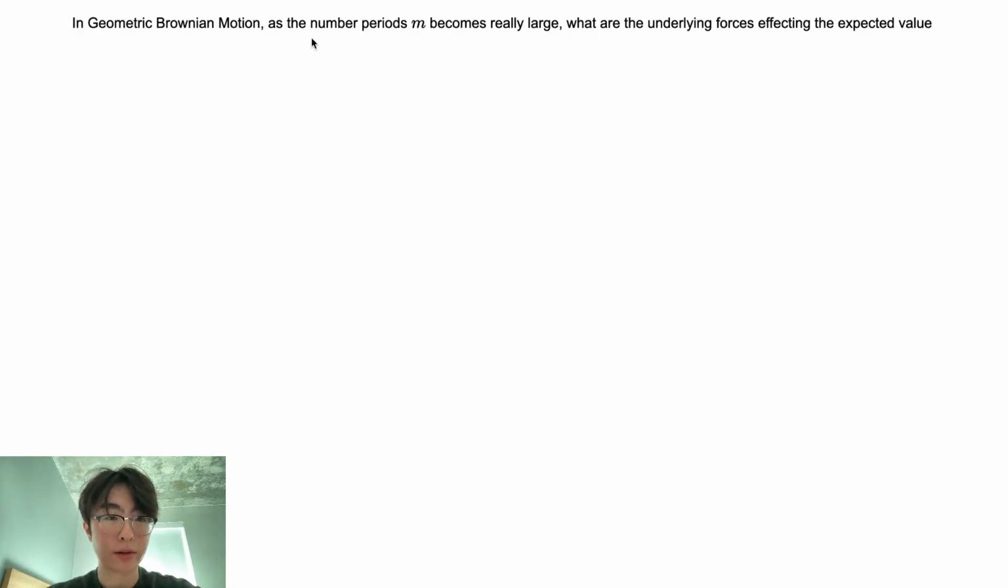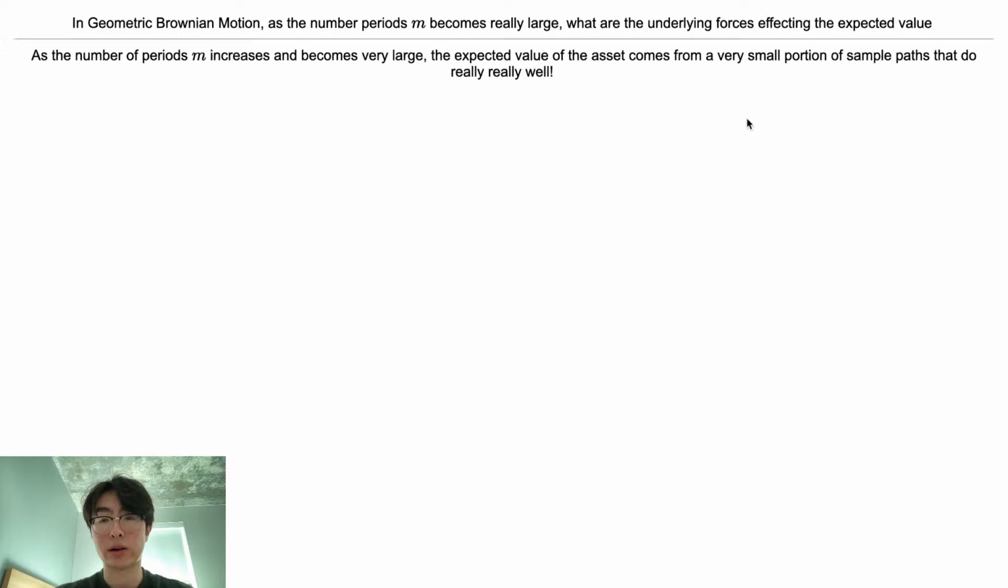In geometric Brownian motion, as the number of periods m becomes really large, what are the underlying forces affecting the expected value? So when the number of periods becomes really large, the underlying returns that affect the expected value get smaller and smaller, meaning that there are a small portion of returns that actually contribute to the large expected value of the asset price.